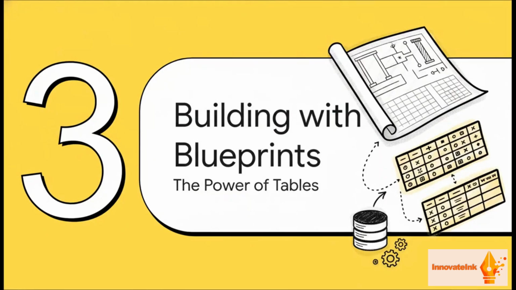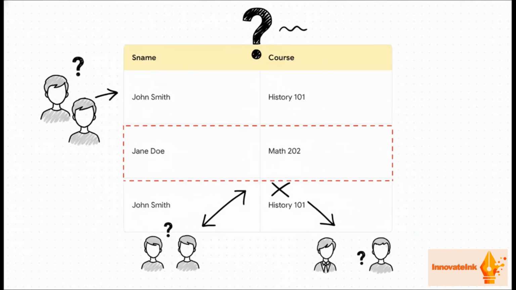All right, so how does a database actually create all this wonderful order? Well, it all starts with a really simple but super powerful idea: using tables as blueprints for our data. Okay, take a look at this simple table. It's for tracking which student is in which course. Seems easy enough, but wait a second.